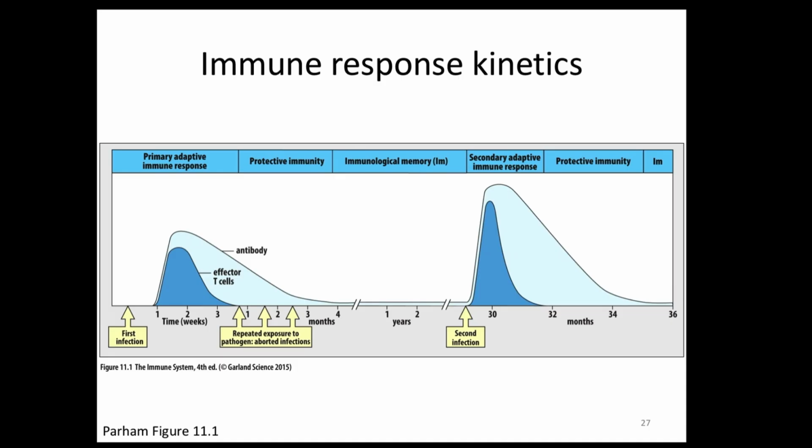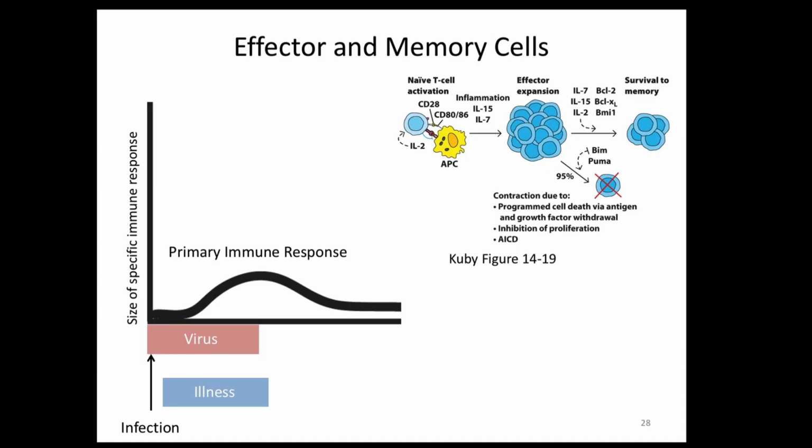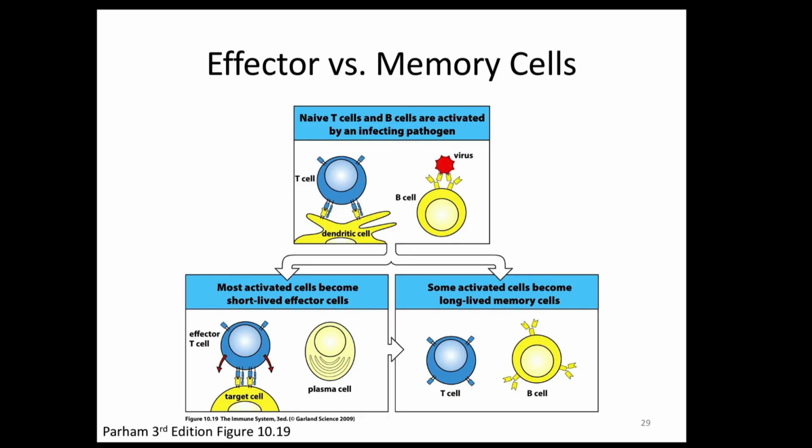So a lot of the questions you guys are asking are about what's up with the memory cells, right? So you can see some of the cells become these effector cells, but some fraction of them become memory cells. Part of this is because they have survival proteins, like I told you before. Part of this is about their ability to respond to cytokines. And they are, in fact, different than those effector cells.